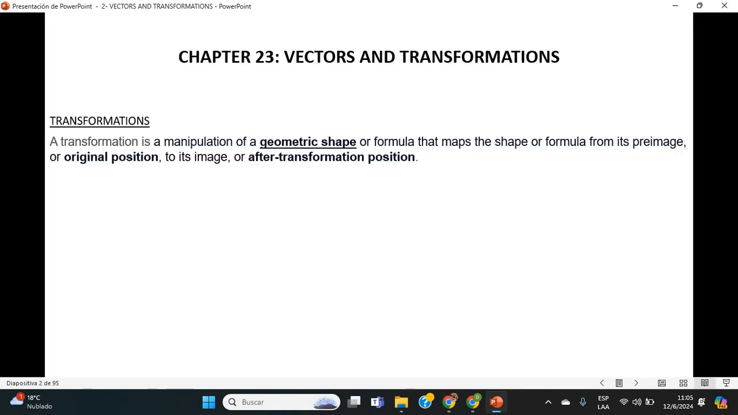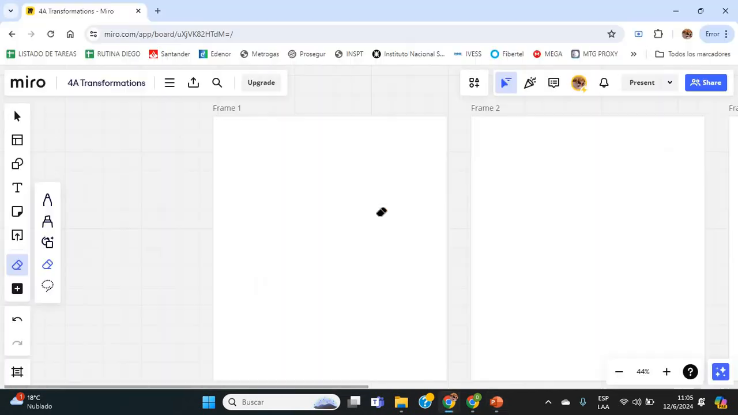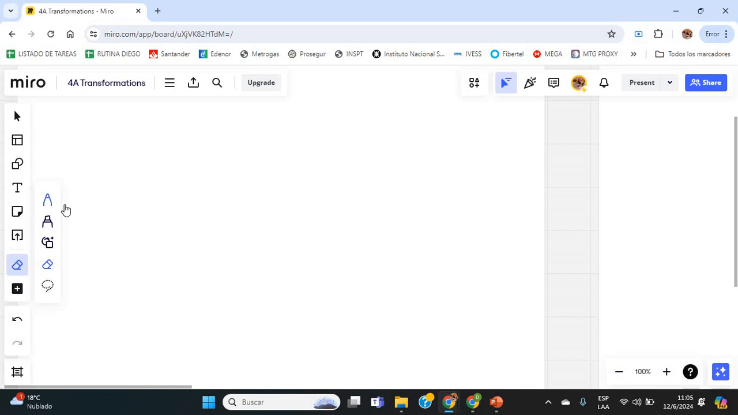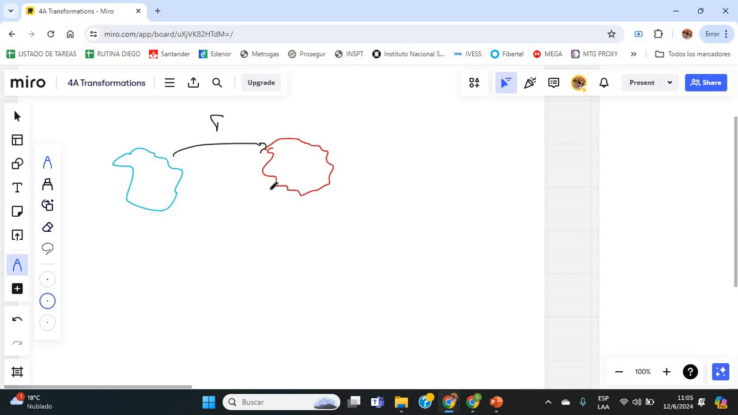What is a transformation? A transformation is a manipulation of a geometric shape. It can be a square, a triangle, a rectangle, any type of geometric shape. Or a formula. In this case, it will be just geometric shapes that maps the shape of its pre-image or original position to an after transformation position. So the idea is that you will have a certain object, can be like this one, for example, and you will perform a transformation, and then you will have another object, okay? Another object. It will be the same object depending on the type of transformation, okay?